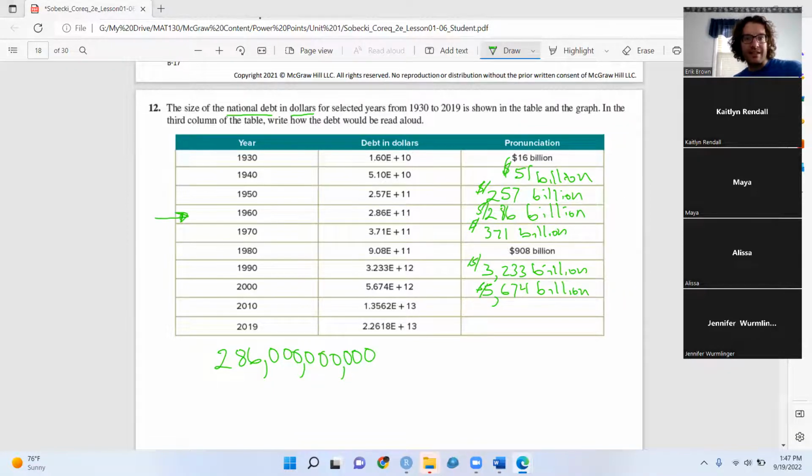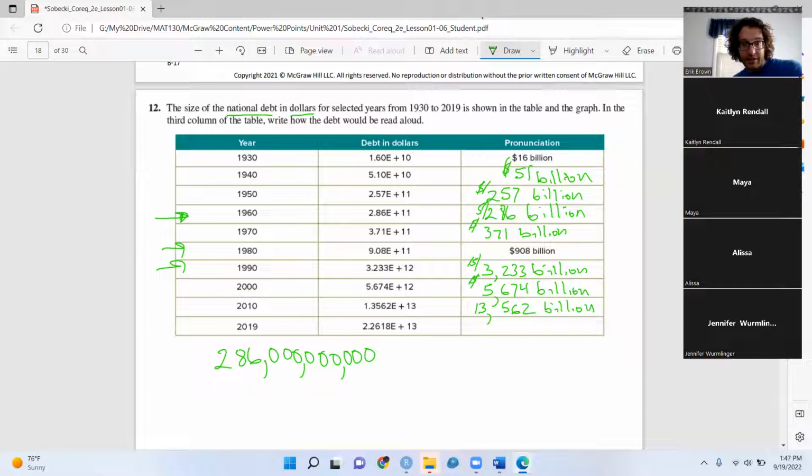Look at the increase in debt over these 10-year periods from 1980 to 1990. I mean, that's a crazy change. And from 1990 to 2000, again, it's almost doubling. And then from 2000 to 2010, look at that, it's 13,562 billion. Again, that's like a doubling of debt. That's actually more than a doubling from 2000 to 2010.